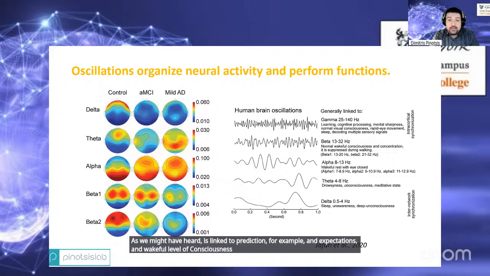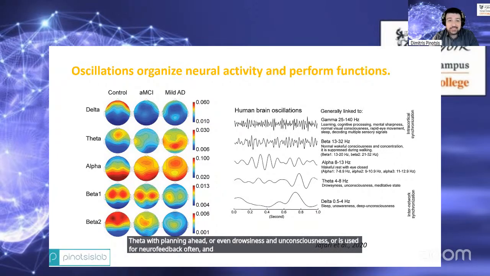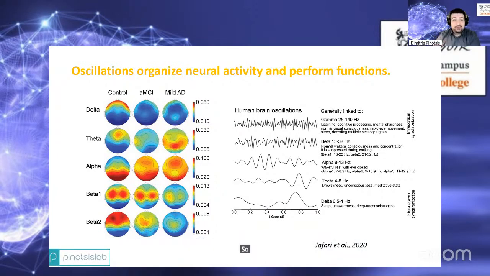And alpha is, for example, more occipital, associated with rest. Theta is associated with planning ahead or even drowsiness and unconsciousness, or is used often for neurofeedback and meditation, etc. So there is cognition linked to these mesoscale patterns of activity.